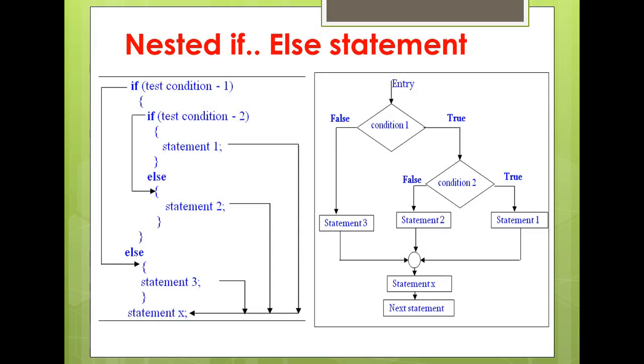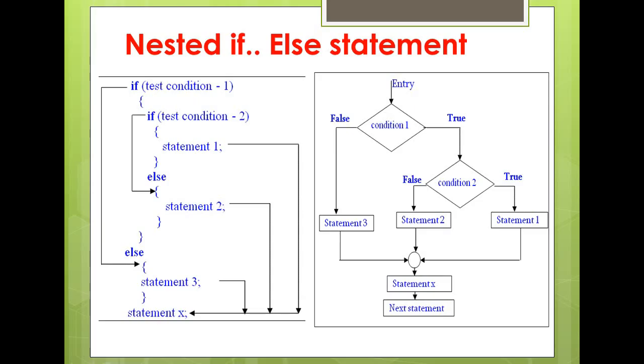Next one is the nested if else statement. When a series of if else statements occur in a program, we can write an entire if else statement inside another if else statement. This is called nesting, and the statement is called a nested if. So here is the syntax and flow chart for nested if. First we check condition 1. If condition 1 is true, it goes to condition 2. If condition 1 is false, it directly goes to another set of statements.